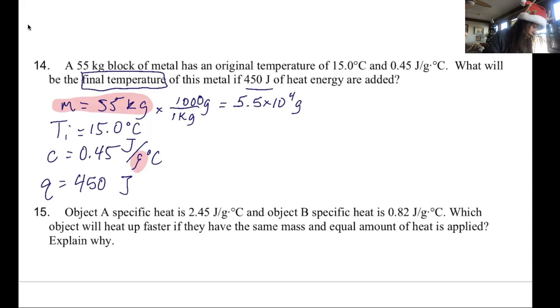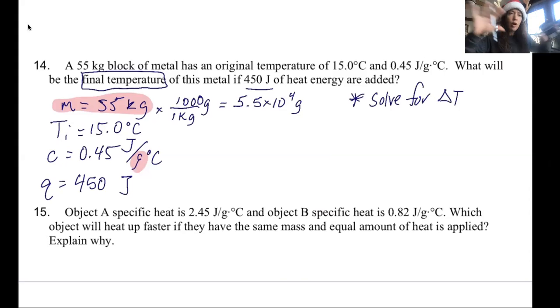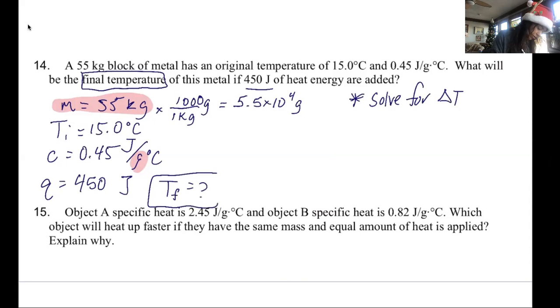And then I see that I need to know my final temperature. So I'm actually going to solve for my change in temp. It will make my math so much easier. No foiling, no long algebra equations. So I'm just going to solve for my change in temp, and then I can think about what my original temperature was and determine what my final temperature must be, since I know how much it'll change. So this right here is my final goal.